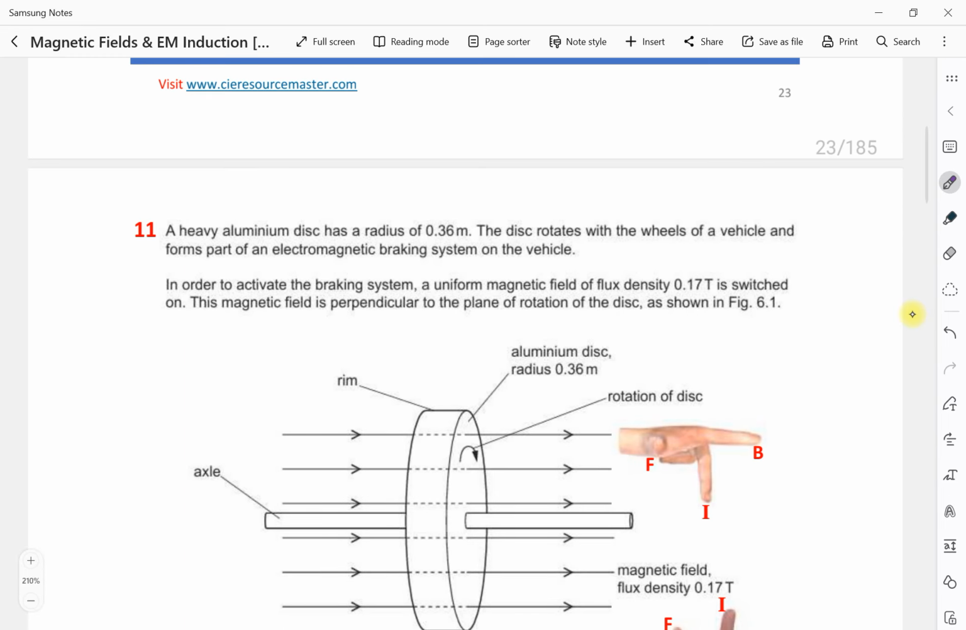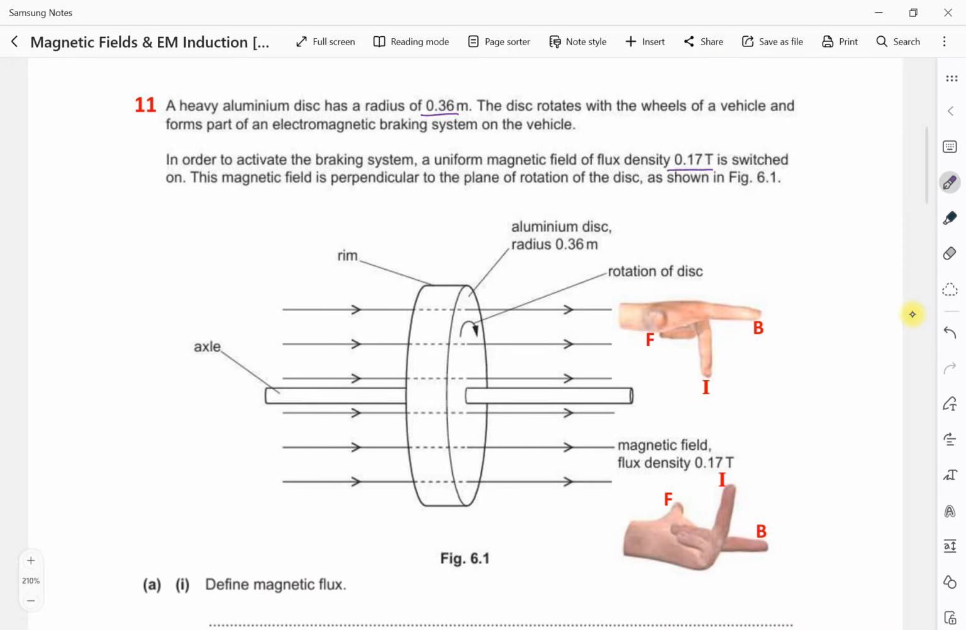A heavy aluminium disc has a radius of 0.36 meters. The disc rotates with the wheels of a vehicle and forms part of an electromagnetic braking system on the vehicle. In order to activate the braking system, a uniform magnetic field of flux density 0.17 teslas is switched on. The magnetic field is perpendicular to the plane of rotation of the disc, as shown.